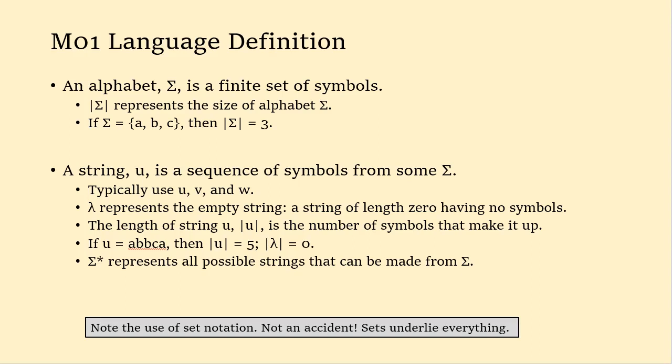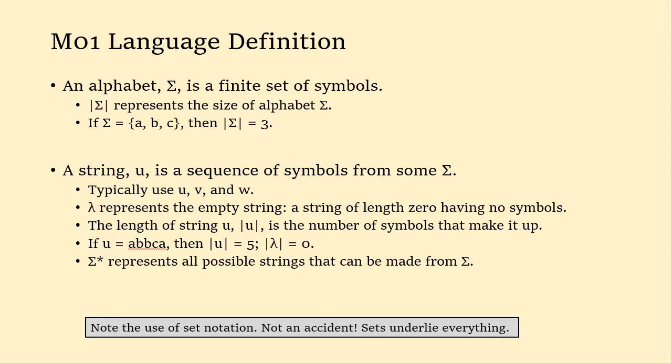We use set notation a lot. Set notation is the foundation of pretty much everything mathematical. So it's no accident that we're going to use set notation here. The size of a set is always represented using the vertical bars on either side of the set name. So vertical bar, sigma, vertical bar, I'm going to read that as the size of sigma. So if sigma is equal to ABC, then the size of sigma is equal to 3. If sigma is equal to 1 and 0, the size of sigma is equal to 2. If sigma has no symbols whatsoever, the size is 0.